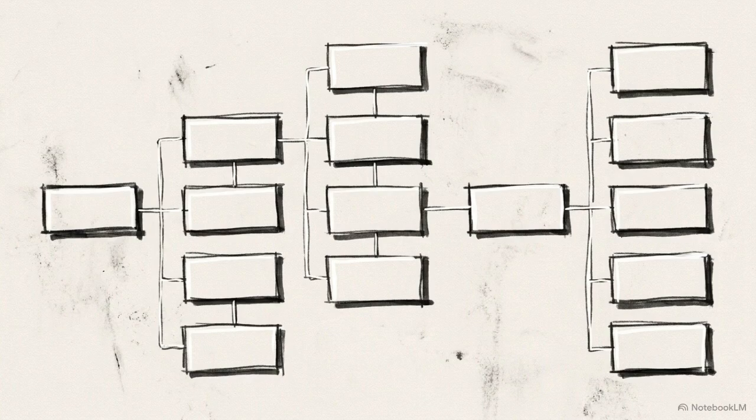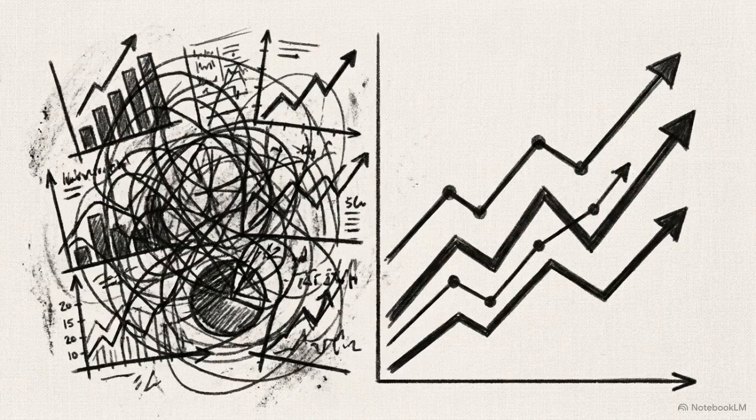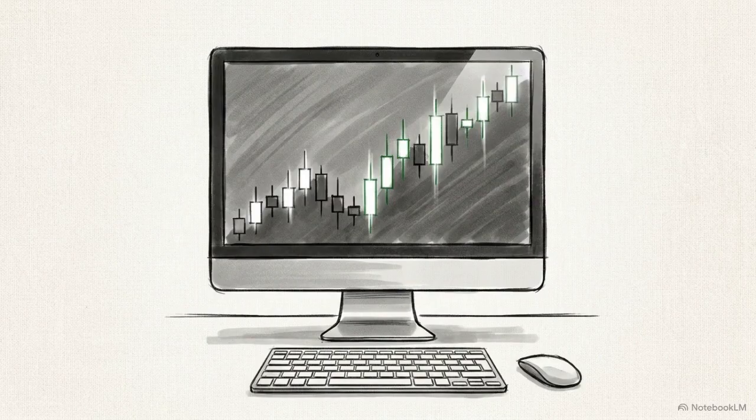To fix this, you need to implement a systematic pre-chart scanning workflow. Instead of searching for trades manually, you use your platform's algorithms to weed out the noise before you ever look at a single candlestick. By shifting from a reactive chart-staring approach to a proactive automated screening protocol, you stop wasting energy. You reserve your mental capital exclusively for high-probability market environments.